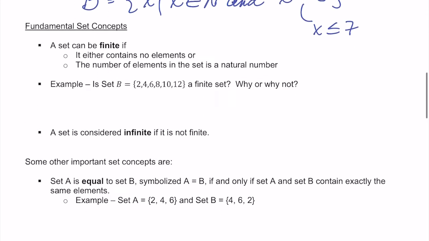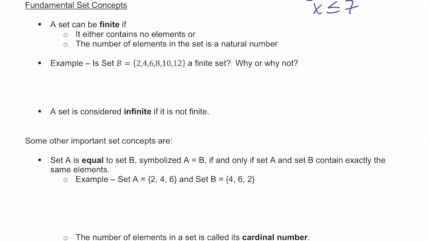There's some important fundamental set concepts that we need to go over. So you'll see finite sets and infinite sets. Infinite just means it goes on forever, so it doesn't stop, like infinity.